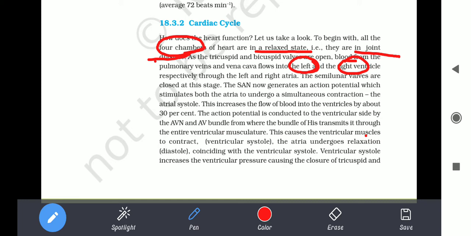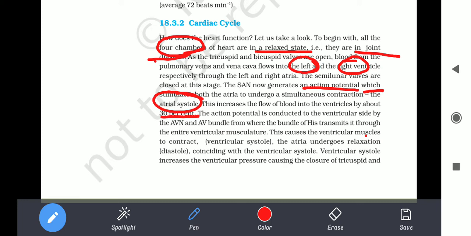SN now generates the action potential. Okay, the action potential will get generated, which will stimulate the atria to undergo contraction, which is called atrial systole. Atrial systole means that the atria are in the contracting state. This increases the flow of blood into the ventricles by 30%. It will increase by 30%.